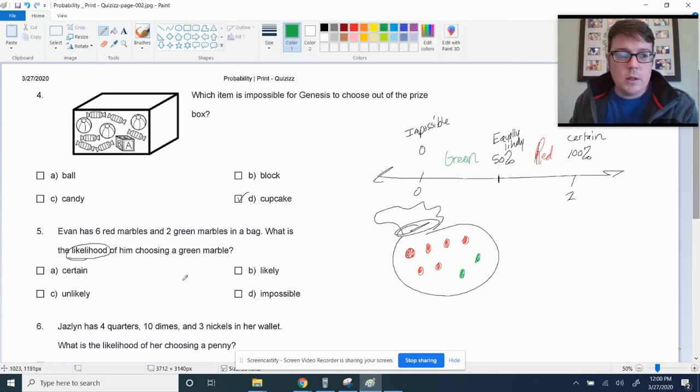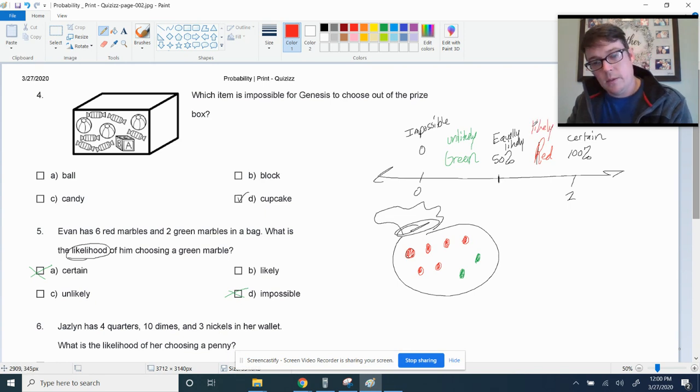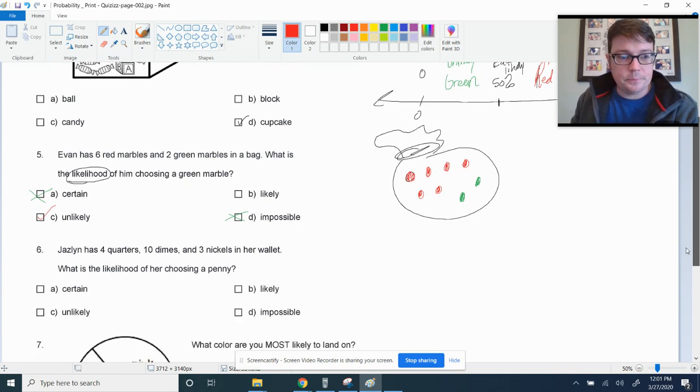And so it's not certain that we're going to get green. It's not impossible because there are green in there. It's either going to be likely to happen or unlikely to happen. And unlikely goes here on the left side of 50%, and likely goes where the red is. It's more likely that I'm going to get a red than a green. So that one would be unlikely. It's unlikely I get a green. More likely I get a red.